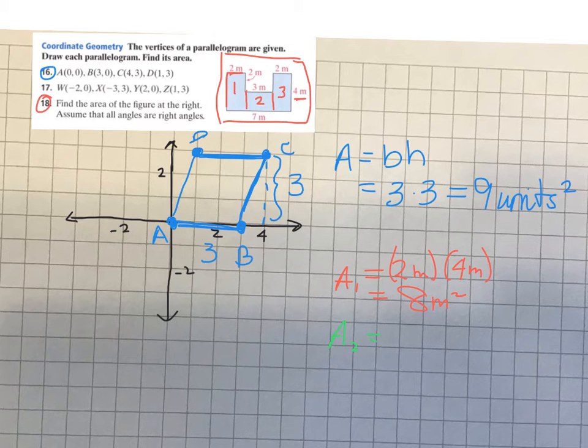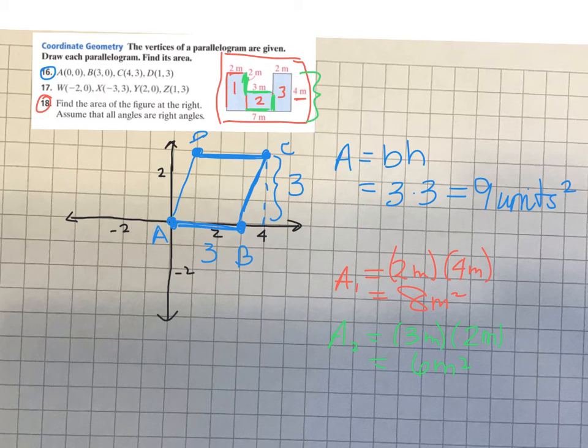I have rectangle number 2, and I can find that area because my base is this right here, which is the same as what's up here. So I have 3 meters. And then for my height, I have to find out what this height is here. Well, if I know that the whole thing is 4, and I can see that this length right here is 2, I can find the difference by subtracting 4 minus 2, and I see that that is 2 meters. So I have 3 times 2 meters, which is 6 meters squared.